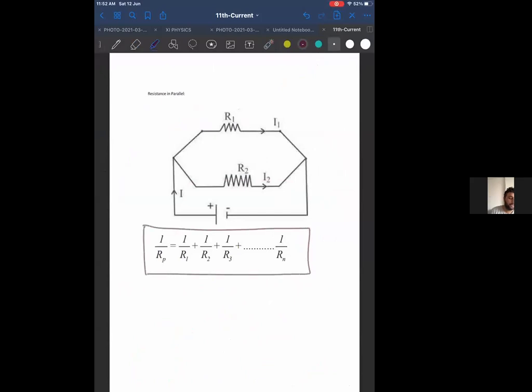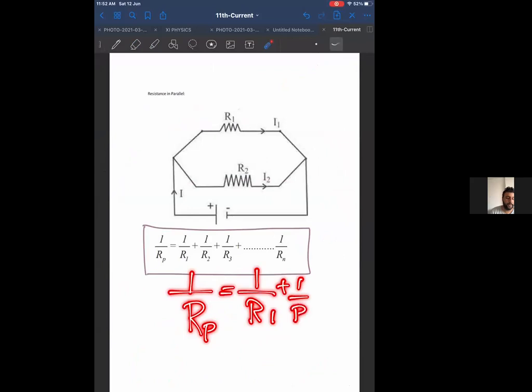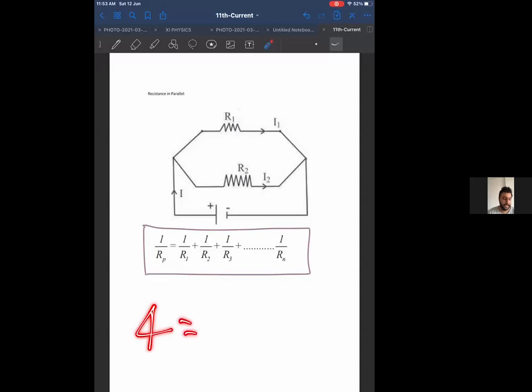This is called resistance in parallel. Resistance in parallel, the formula is 1 upon Rp is equal to 1 upon R1 plus 1 upon R2 plus dot dot dot 1 upon Rn, where what is N? Last resistor. N stands for the last resistor. That means if there are 4 resistors, N is equal to 4. If there are 7 resistors, N is equal to 7. Make a note of this.